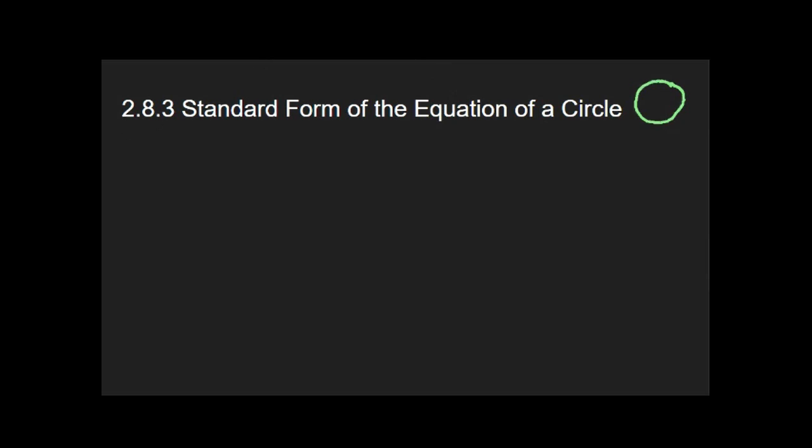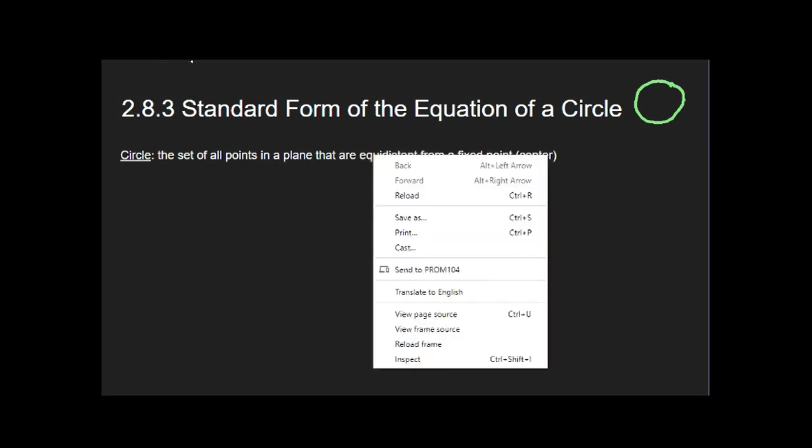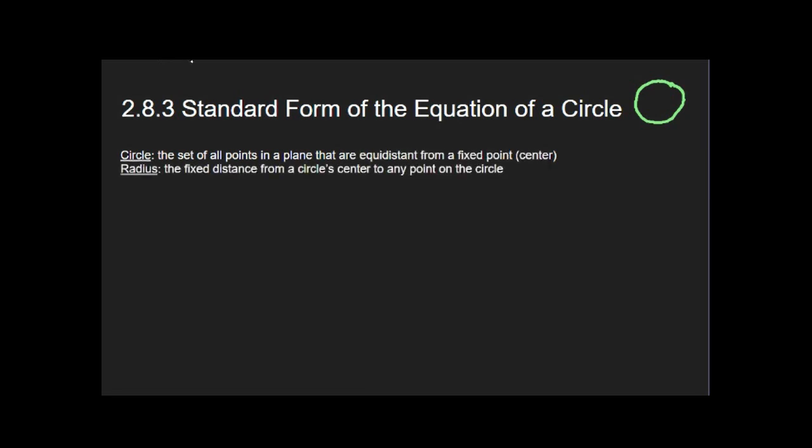Let's go ahead and think back to the geometry definition of a circle that you would have learned when you were in geometry class. So a circle is defined as the set of all points in a plane that are equidistant from a fixed point, which is the center. Equidistant means that they are all an equal distance from that center. And the radius is defined as the fixed distance from a circle's center to any point on the circle.